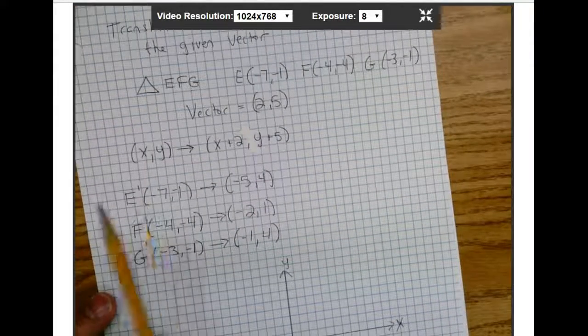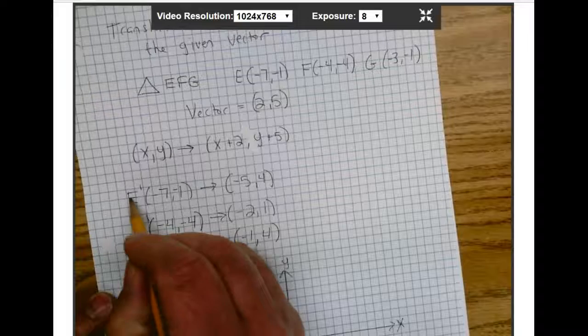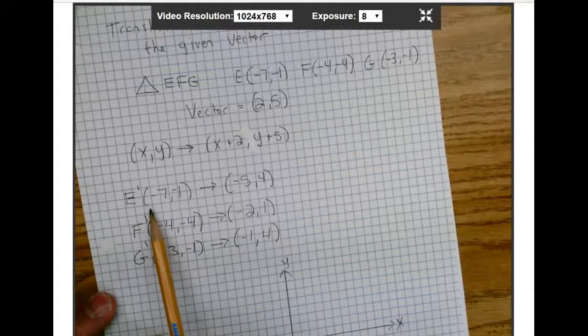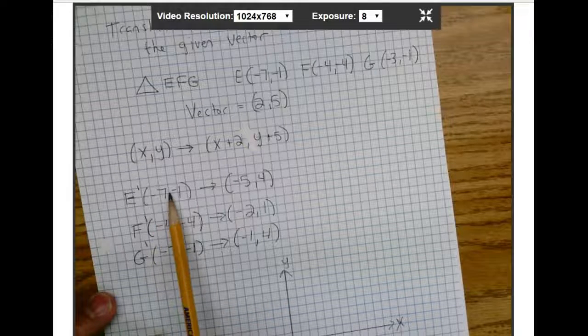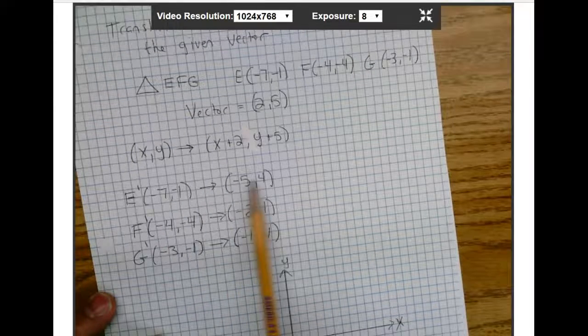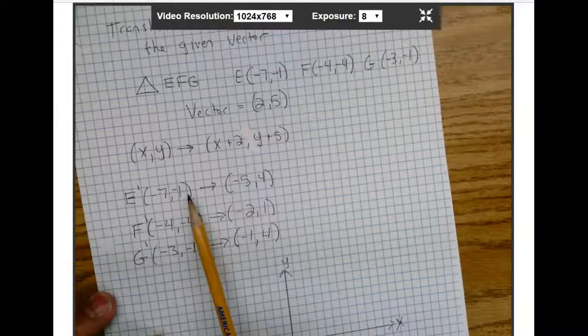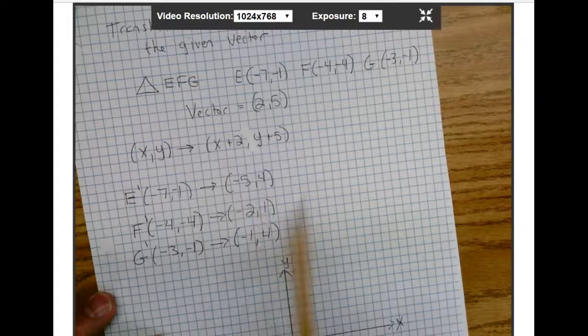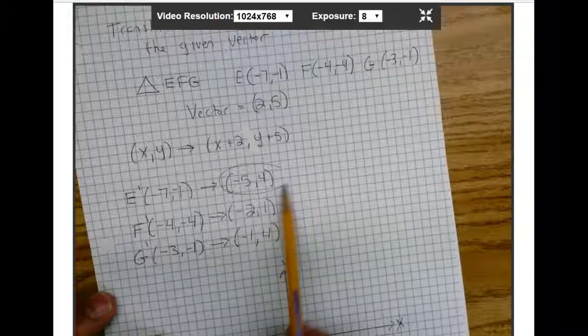So if we do that to E, E prime is going to be equal to, E is equal to negative 7 and negative 1. So then we add the 2 to the negative 7. It's going to give us negative 5. And then to the y, negative 1, we add 5. It's going to give us 4. So E prime is going to be this right here.